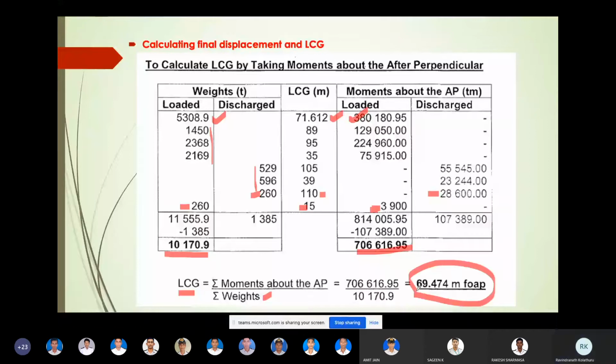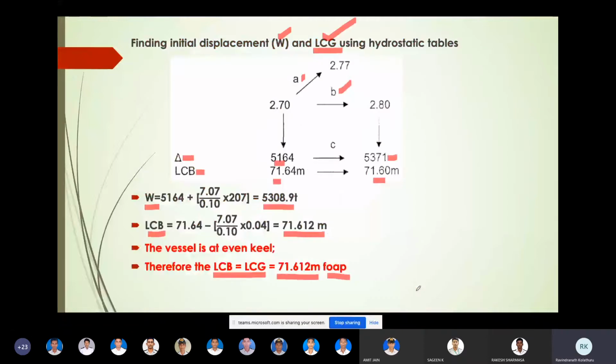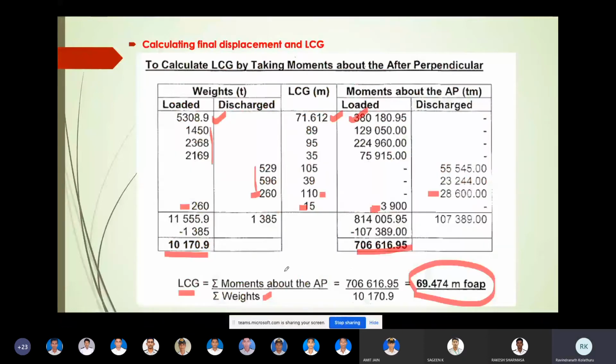So now what happened: I got my initial displacement and LCG. With that, I took the moments table and found out my final displacement and final LCG. I got the next two values. Now with these two values, what can I do? What did we do in the previous problems? The next step. So we can calculate trim. Yes, good, exactly. So after this, we will be calculating the trim of the vessel.